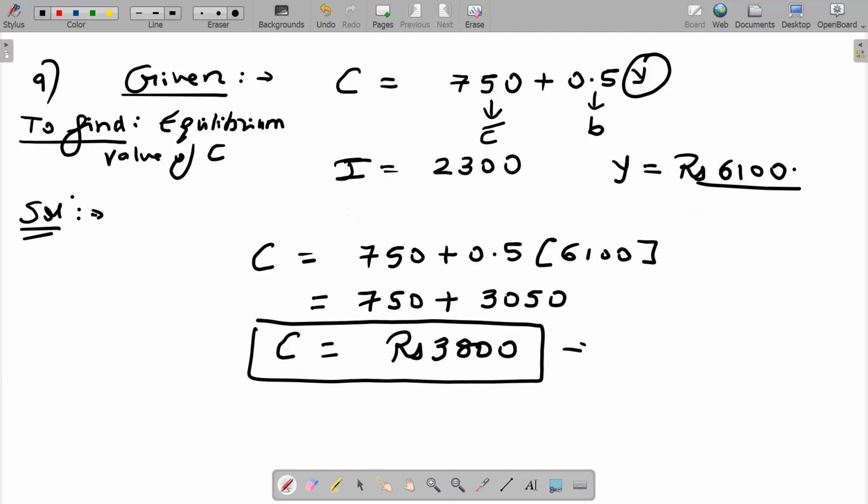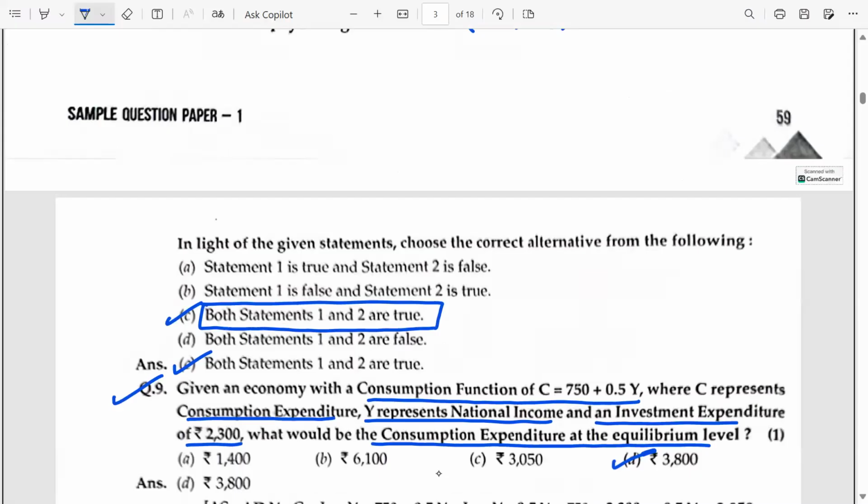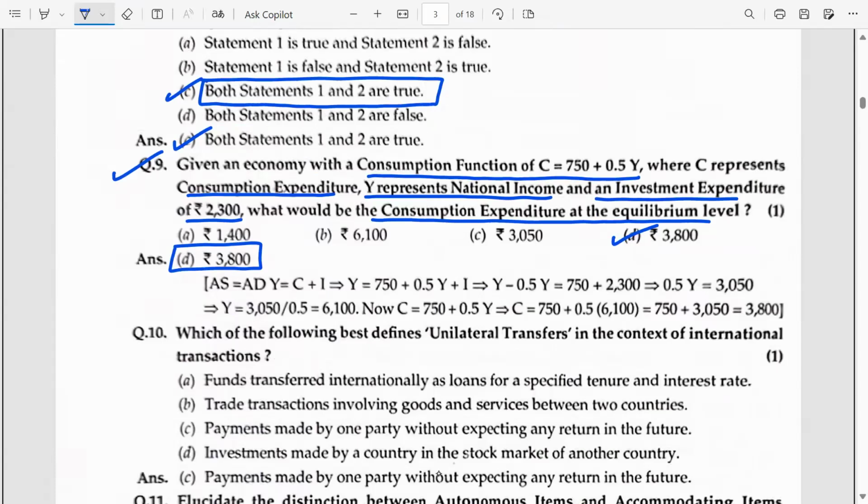This is my equilibrium level of consumption. Equilibrium level of consumption. So I can come back to the paper and we can mark the correct answer. It's 3800, option D. It's matching with the answer provided by the CBSE sample paper. And then the last question I intend to look at for today.